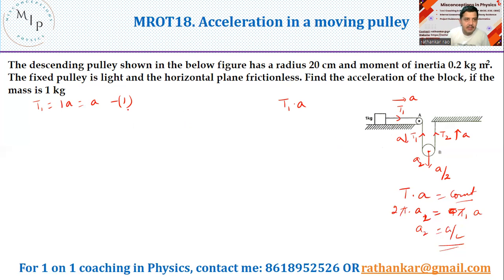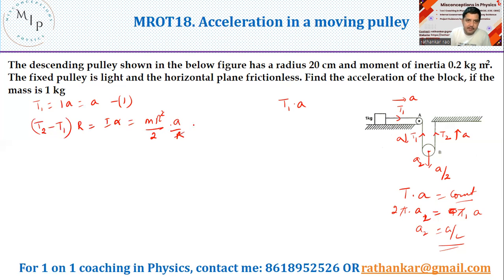Now, what is this? This is your acceleration. So let us write the torque equation. (T2 minus T1) into R, force multiplied by distance, is equal to I alpha, which should be equal to mR square divided by 2 into A by R, because of rolling.